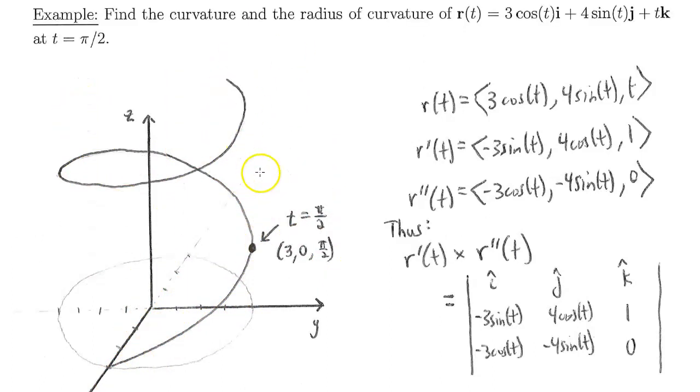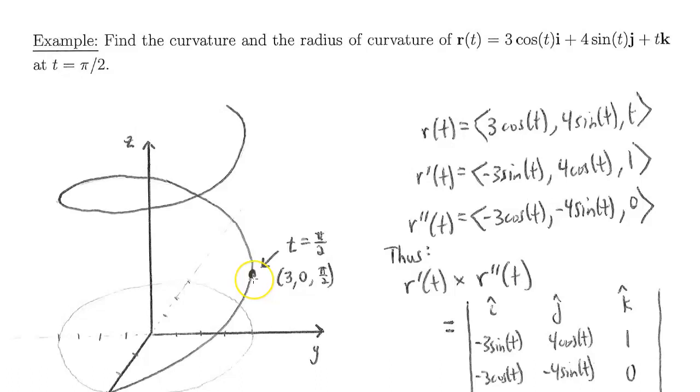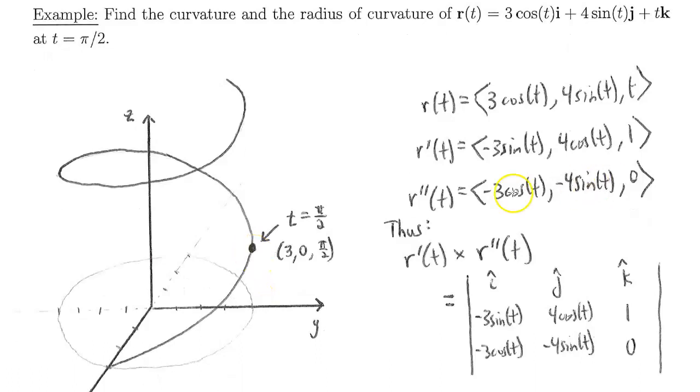And the question is, at this point, pi/2, what is the curvature? Now, I think I made a little mistake here, because if we plug in pi/2, cosine of pi/2 would be 0, whereas sine of pi/2 would be 1. So it's actually not 3, 0, pi/2, it's 0, 4, pi/2. So this point should be 0, 4, pi/2. Whatever, it doesn't matter. The question is, at this point when t is pi/2, what's the curvature?